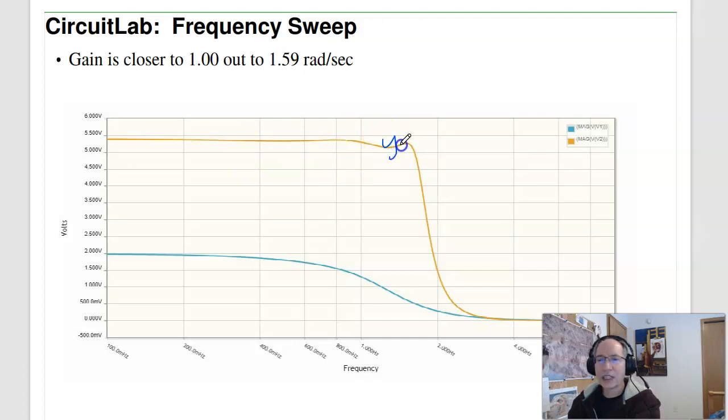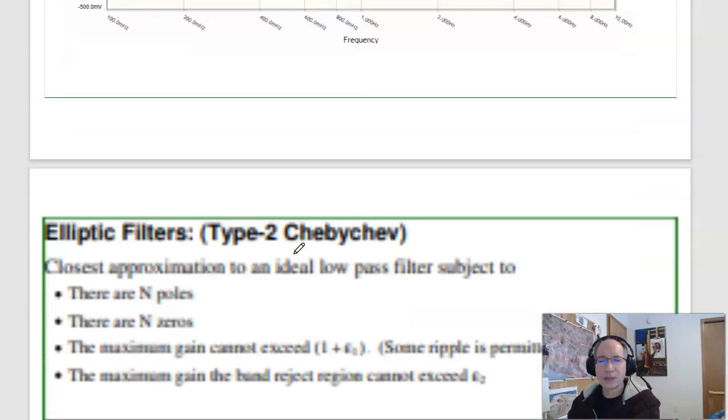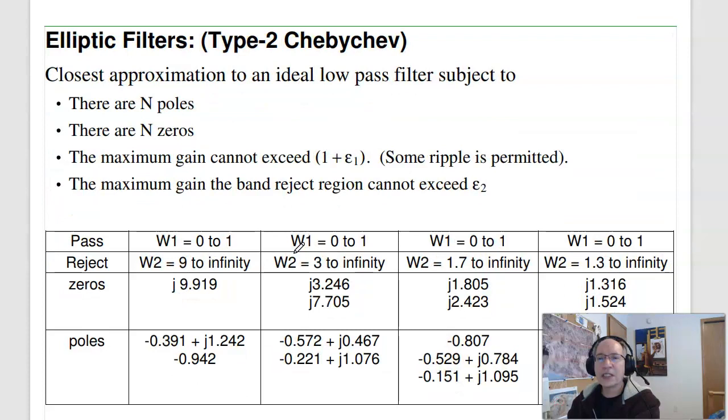This is the output Y, and this is the output of the first op amp, which I don't really care that much about. So that's a Chebyshev filter.